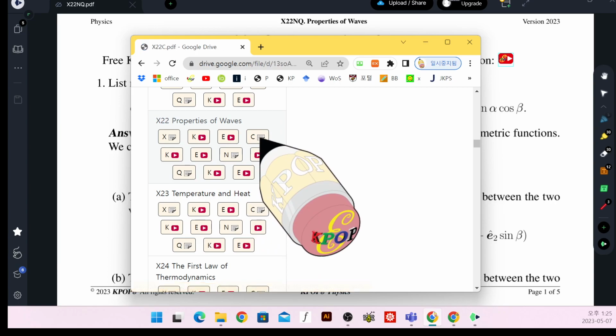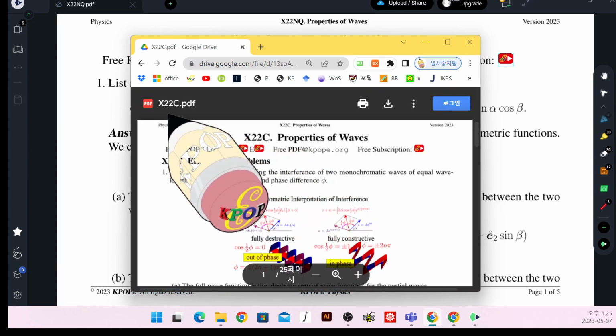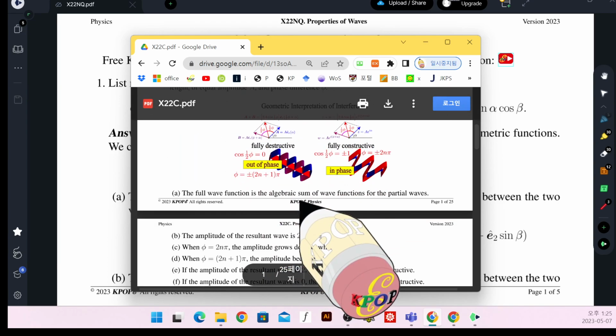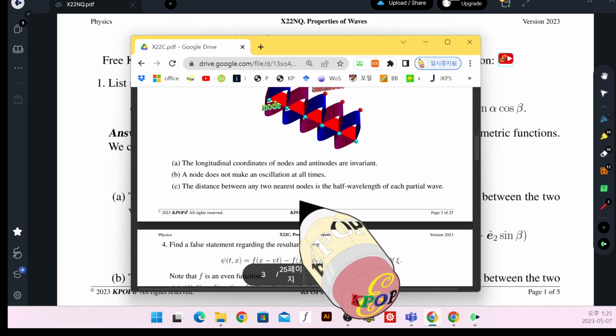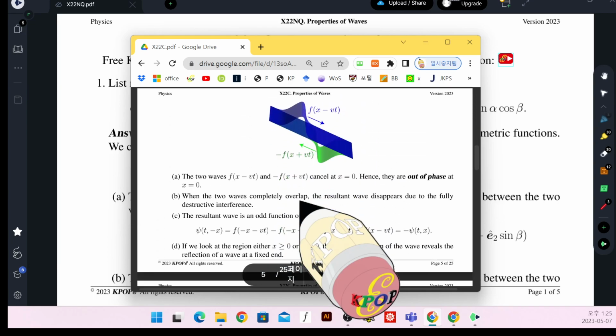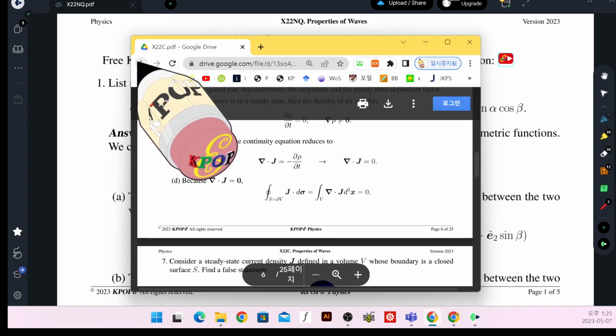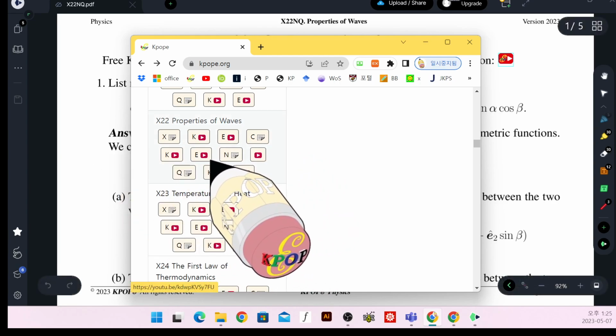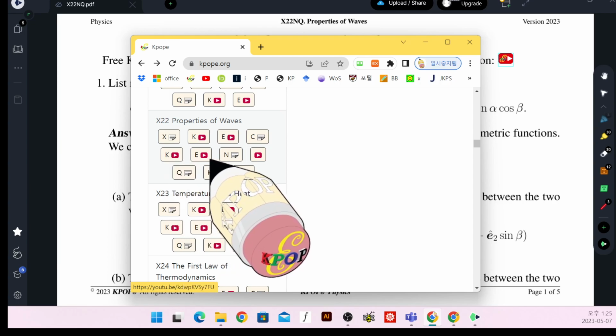There is another file that is called X22C checkpoints, the various problems involving X22. The corresponding lectures in Korean and English are given in there.